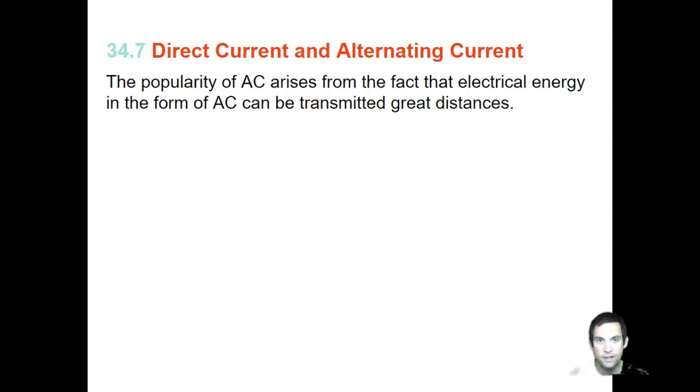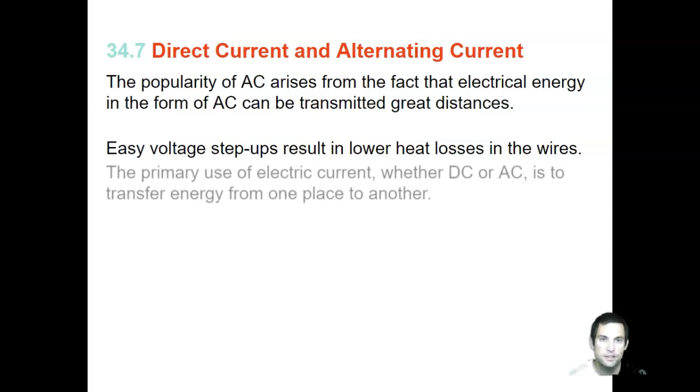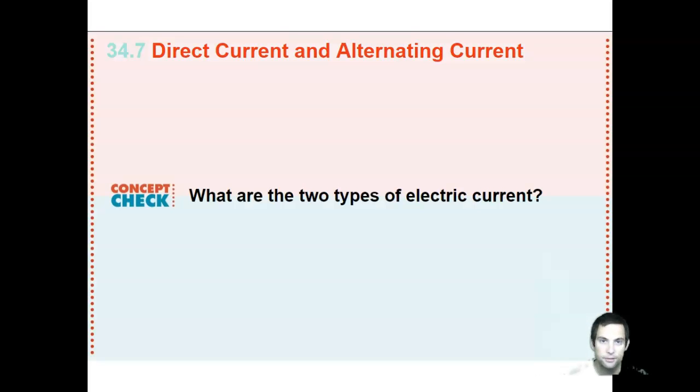Popularity of AC arises from the fact that electrical energy in the form of AC can be transmitted great distances. So you can go really far away. Chances are you can't see the electrical generating station near you because it's coming from far away. Easy voltage setups result in lower heat losses in the wire. The primary use of electric current, whether it's DC or AC, is to transfer energy from one place to another. So, what are the 2 types of electric current? You should be able to answer that concept check now.